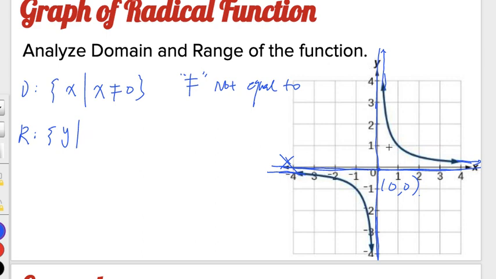For y, same thing. You can see anything like up and down. Everything is demonstrated on the graph, but not zero. So that's why we put this one. This symbol is called not zero.